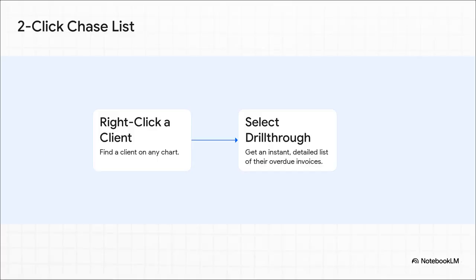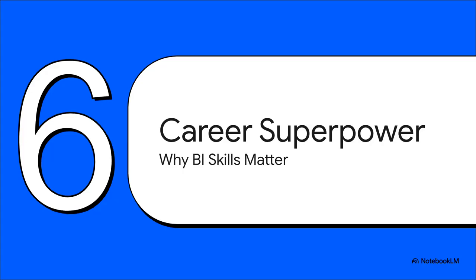And this interactivity makes one of the most powerful features for a finance team possible: drill through. So imagine, a credit controller sees a client with a big overdue balance. They just right-click that client, select drill through, and boom, they instantly get a detailed list of every single overdue invoice for that client. That is a chase list generated in 2 clicks, a total game changer. You see, learning this workflow isn't just about making prettier reports. It's about developing a new career superpower that is becoming more and more in demand every single day.